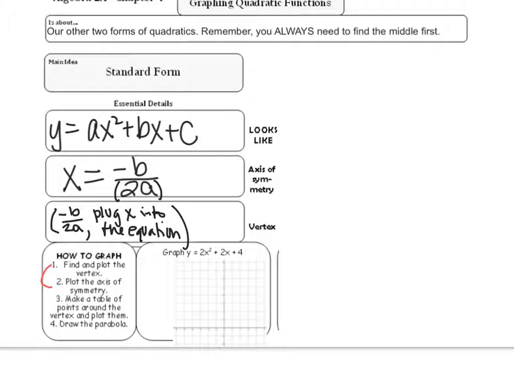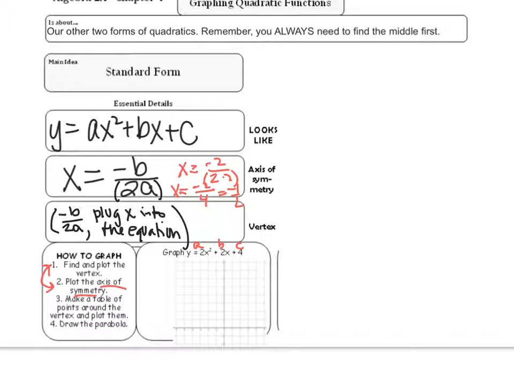Now on our frame, we should switch these around because really you're going to want to find your axis of symmetry first. It's easiest to find because you need that x value to find your vertex. So our axis of symmetry here is x equals the opposite of b. So here's my a, my b, and my c. So the opposite of b would be negative 2 over 2 times a is 2. So it's x equals negative 2 over 4, which is negative 1/2. So x equals negative 1/2.